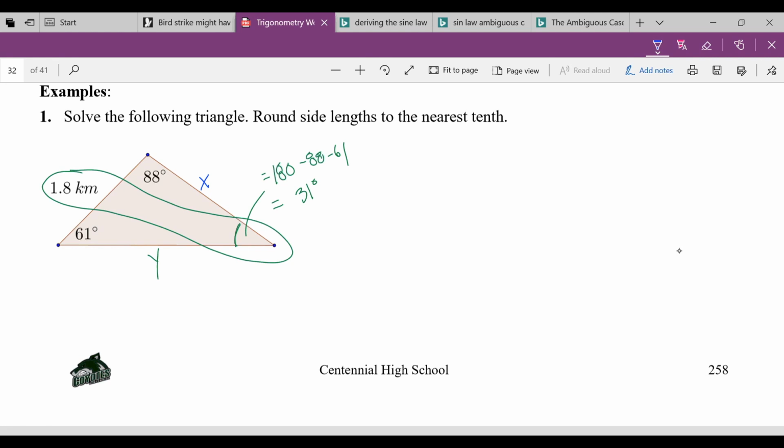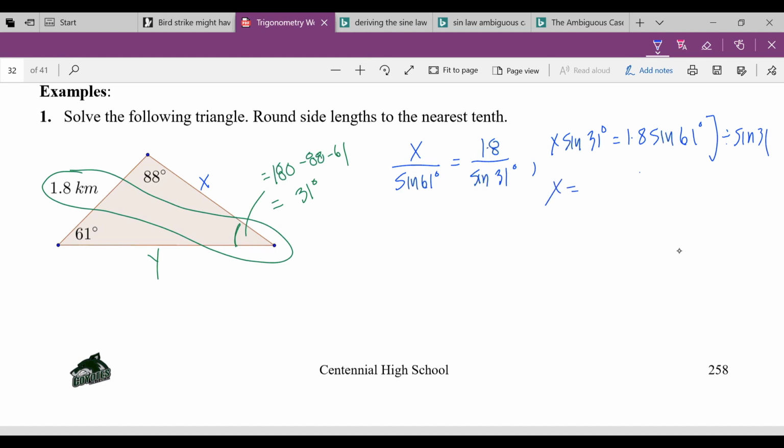We know that x over sine of 61 degrees is going to be equal to 1.8 over sine 31 degrees. In other words, when I cross multiply, I'm going to get x sine 31 degrees equals 1.8 sine 61 degrees. And if I want to isolate the x by dividing by sine 31, I would get x equals 1.8 times sine 61 degrees divided by sine 31 degrees.